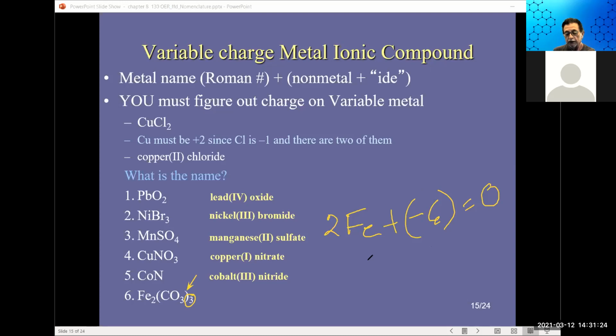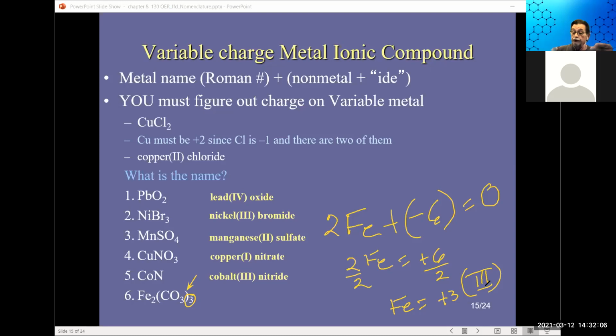Let's solve for Fe. Let's add a 6 onto both sides of the equation. So we simplify the equation to 2Fe equals +6. We want to isolate iron, and so we divide through by 2 to isolate the iron. So that means that each iron is a +3. And so the name here would be iron, Roman numeral 3, carbonate.